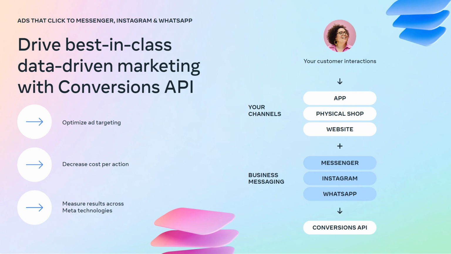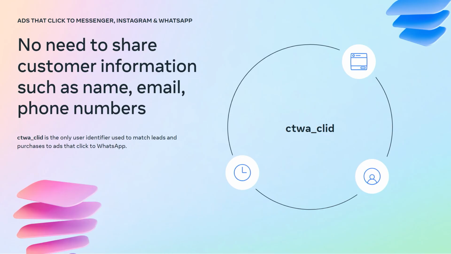One advantage of CAPI for business messaging is that you don't need to share customer information. For instance, for WhatsApp, we have CTWA CLID, which can match the user to a conversation event, such as purchase or lead submitted. Plus, it's encrypted, making CAPI for WhatsApp a privacy-centric solution.